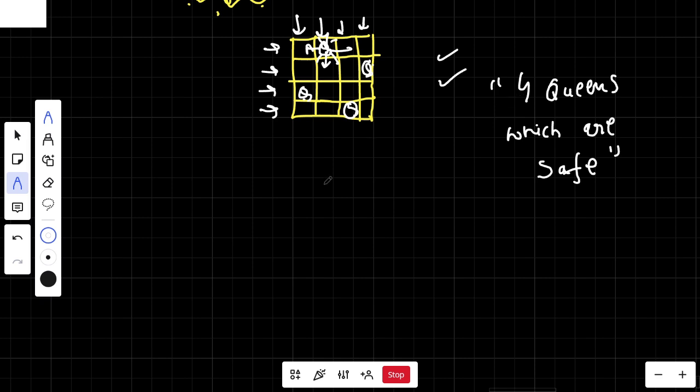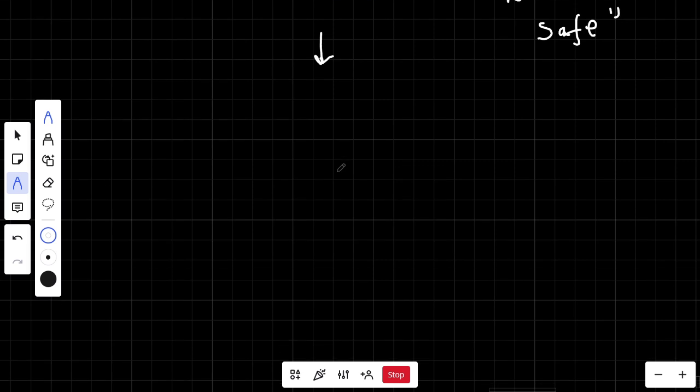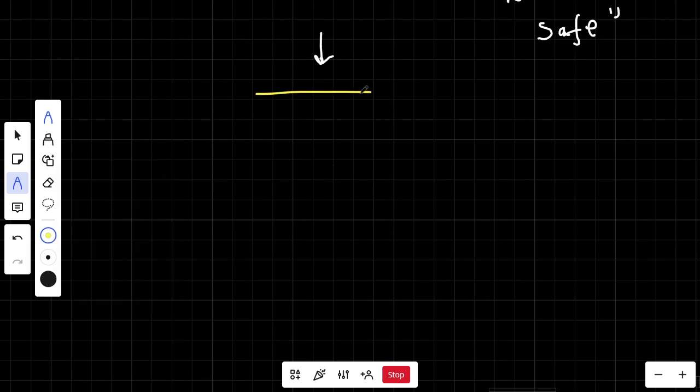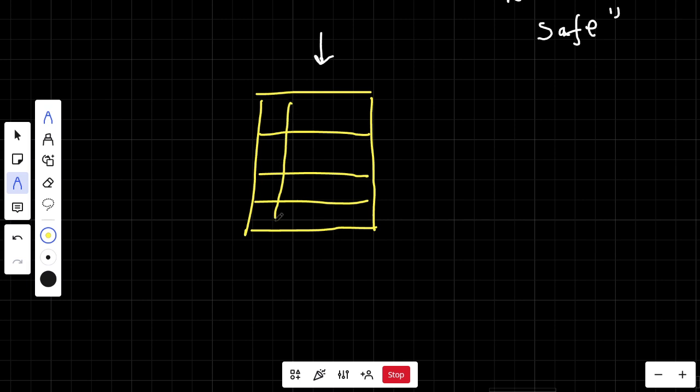Now let us try and understand with one last example and check whether this is valid or not. If I take another 4 cross 4 matrix, what will be the position? Say for example, I'm placing a queen over here, a queen over here, a queen over here, a queen over here. So condition 1, all the rows are present. Yes, all the rows are present.